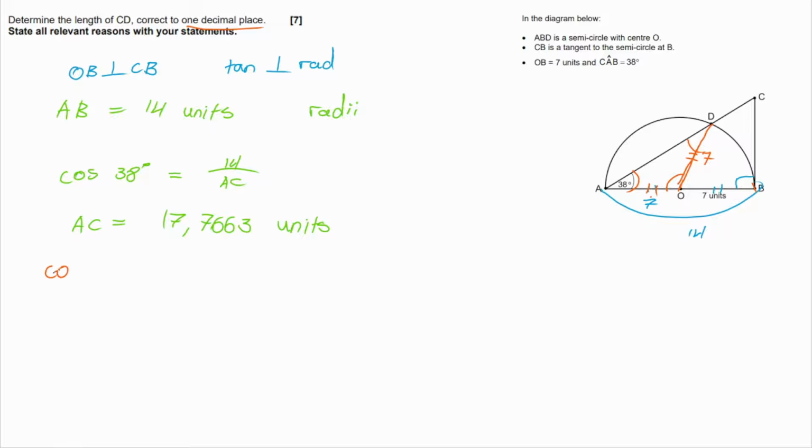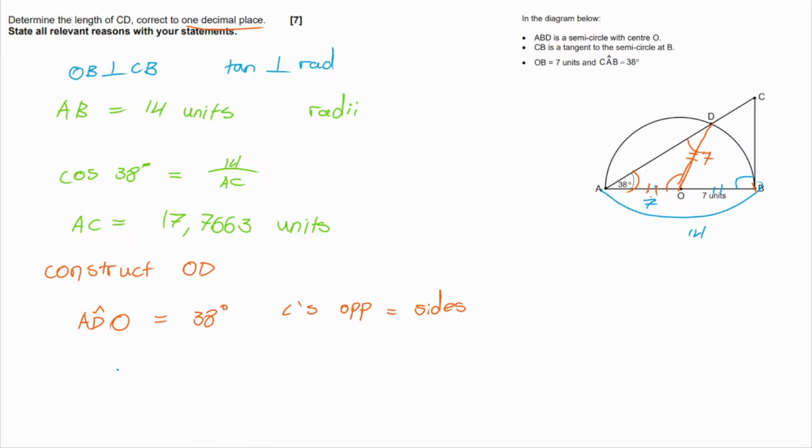It's good to say what construction you're doing. Obviously show it on your diagram as well. They will be able to see it, but also write it. So we're constructing OD, radius OD. If we construct OD, this is 7, right? So we're going to say that angle ADO is equal to 38 degrees, and the reason there is angles opposite equal sides, because we have an isosceles triangle over there.